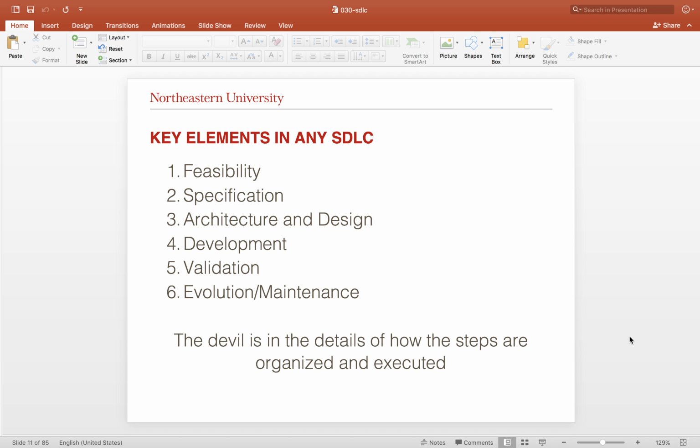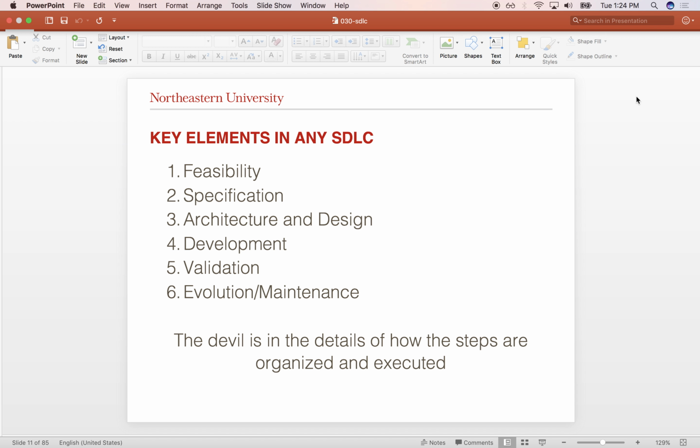So the difficulty is looking at these six generic steps and actually making it happen. That's very, very difficult, and how to execute it. And that's where project management comes in.